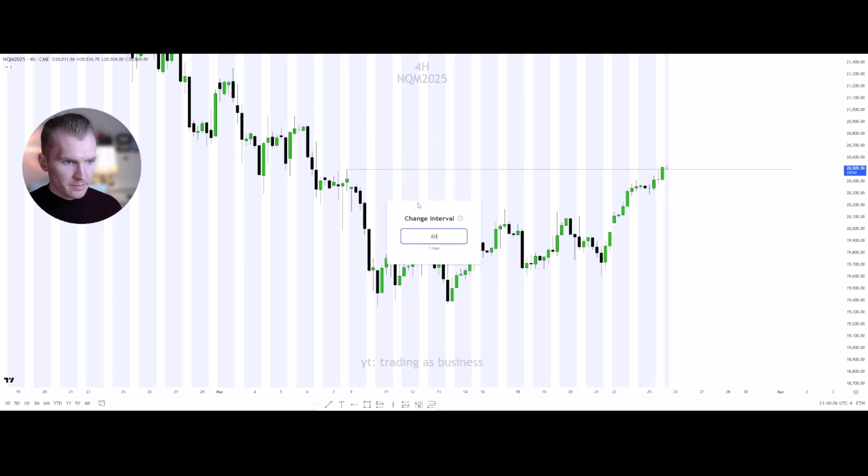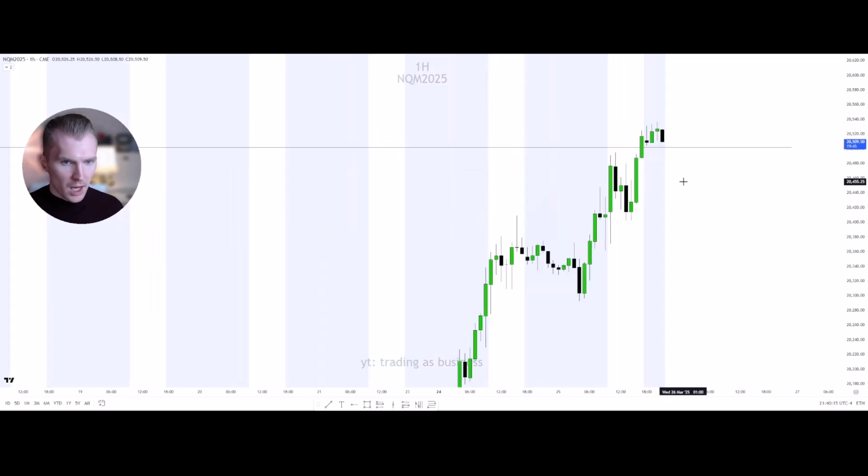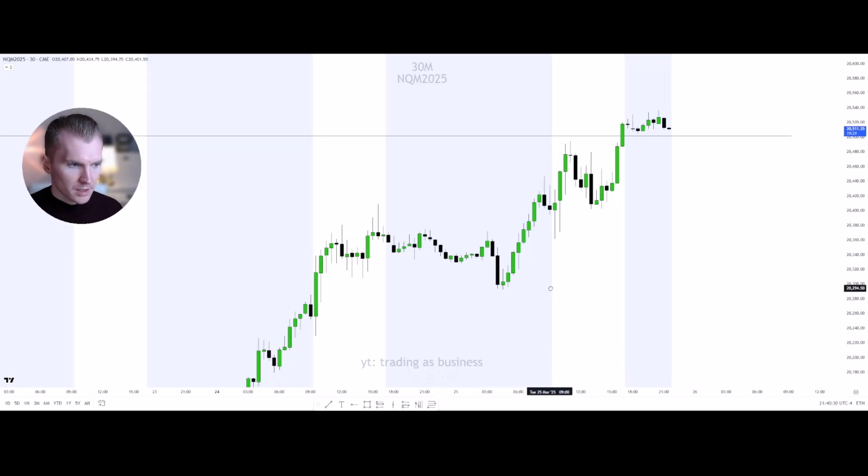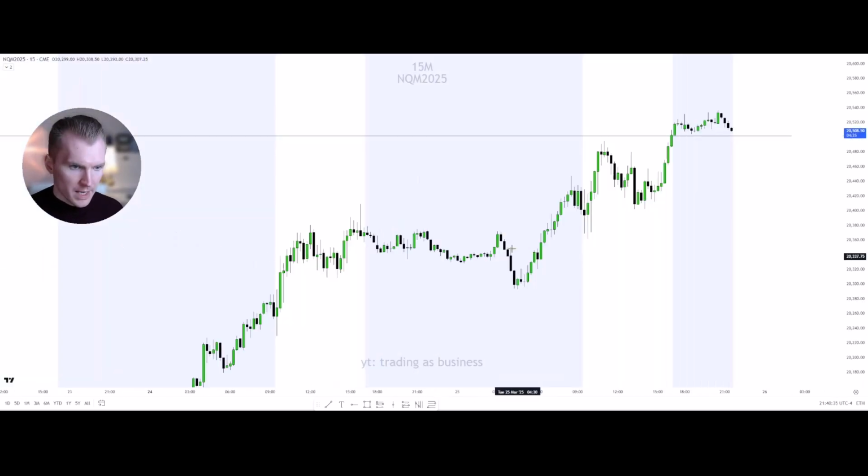Then hourly time frame, hourly, then 30 minutes, and let's go down to 15 minutes. And as you can see, all of those down close candles, they took that liquidity, and I'm curious if we reach the consequent encroachment of that wick. Perfect, look, just perfect.